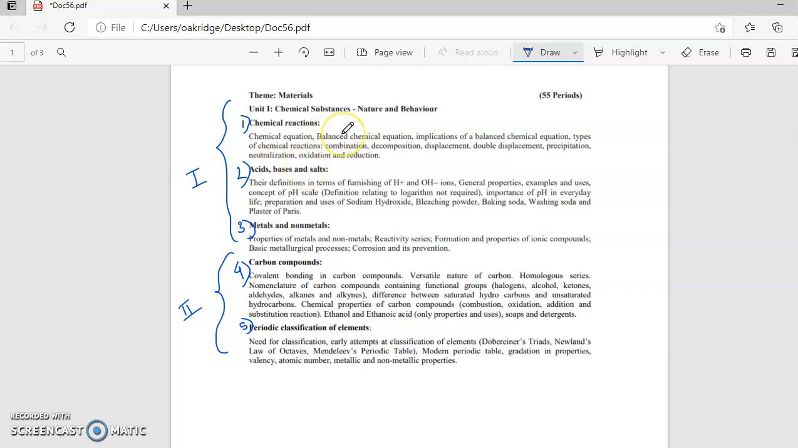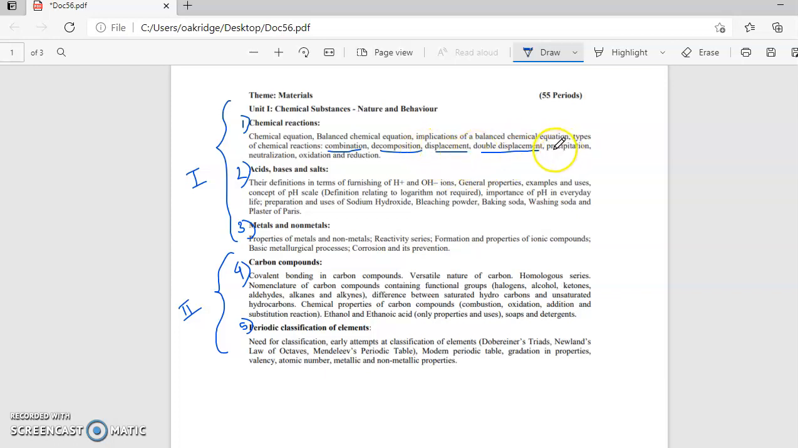So chemical reactions and equations, I think most of you have started with this chapter. It's a very basic chapter where you learn what a chemical reaction is, how to balance it, how balancing is important, what the reactions are, and how many types we have. Basically these 4 types: combination, decomposition, displacement and double displacement are taught in detail. Our textbook also has these 4 parts in detail.